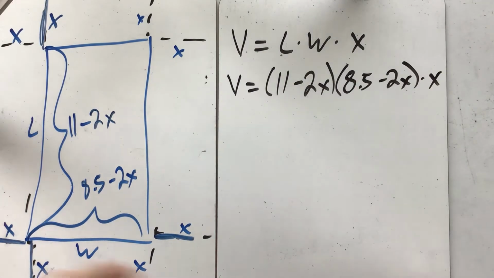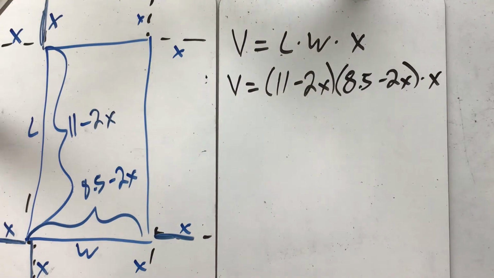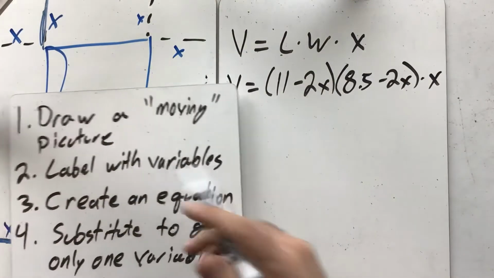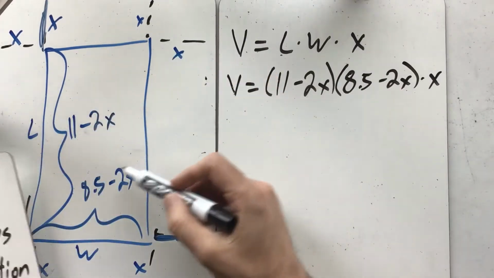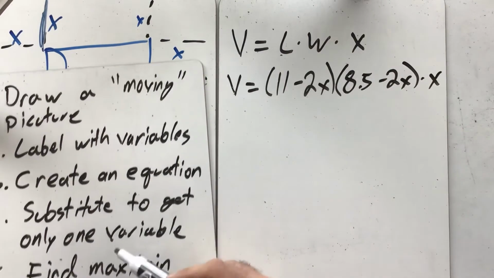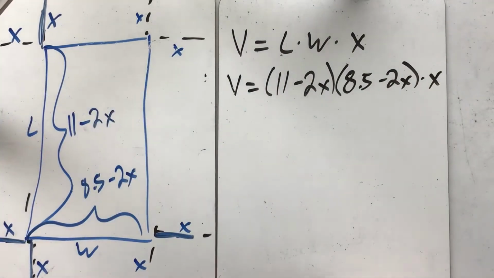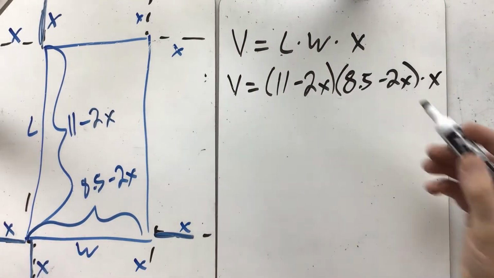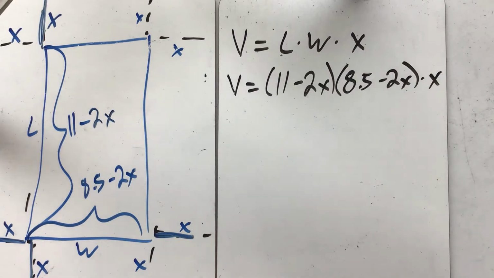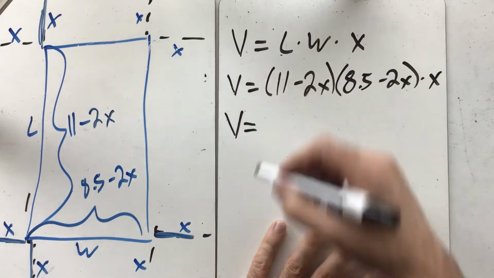I have a choice. I can either do a few product rules when I do my calculus to find where this is a max or a min. But by the way, let's verify. I've drawn my picture, I labeled, so I put my X, L, and W. I created my equation, and I substituted. So now I'm on step 5, where I find the max and min using calculus. I want to take the derivative of this and set it equal to 0. Again, I could use a bunch of product rules, but I'm going to do a little bit of algebra first and FOIL this out, because I think that'll make life easier in just a second.